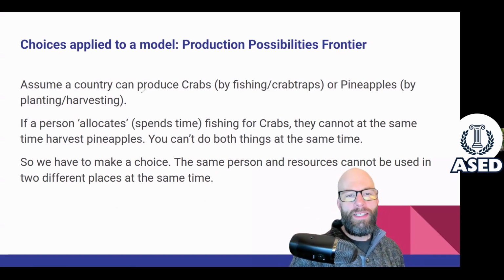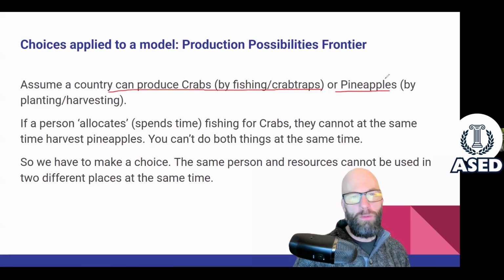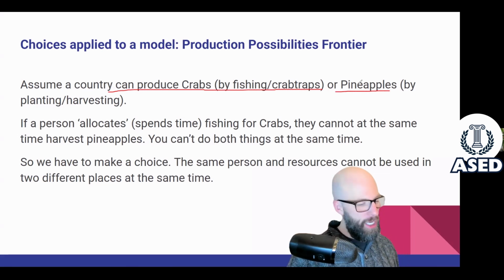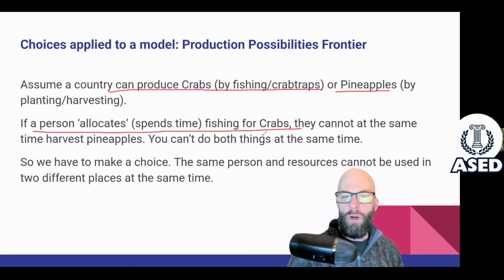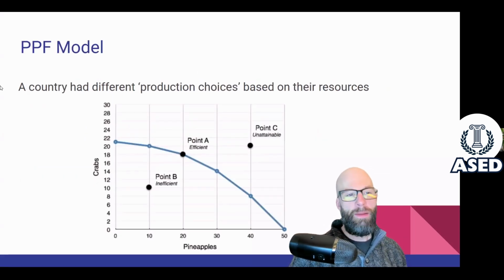So we're going to assume that this country can produce crabs by fishing or trapping the crabs, and they can also produce pineapples by planting or harvesting. So somebody in this society can either work on fishing or they can work on farming. They can't do both. A person is going to allocate their time doing one or the other. They can't do both at the same time. So society, or we in this case, have to make a choice. Let's take a look at how our society in this abstract scenario could allocate its resources and make things happen.